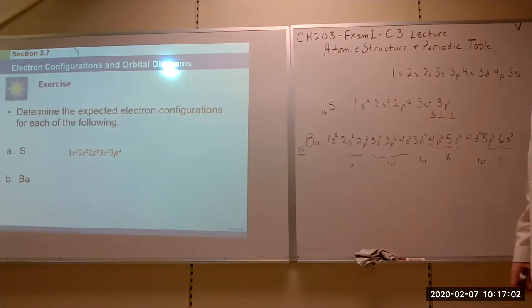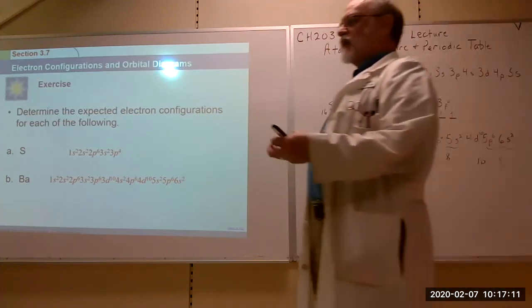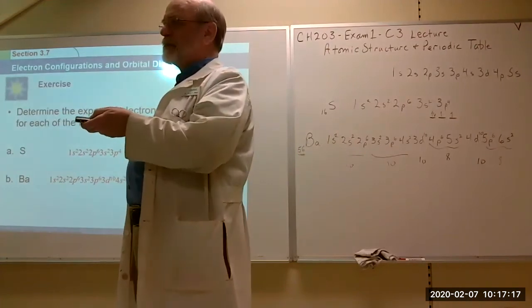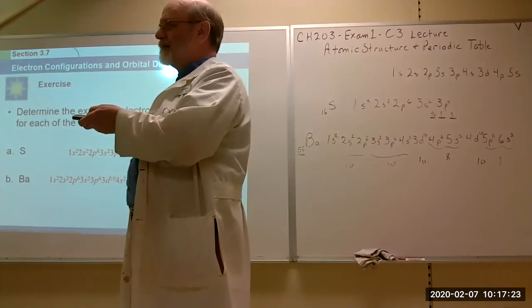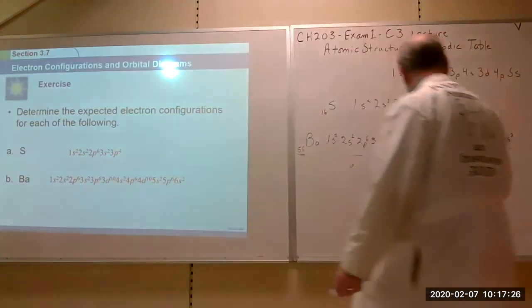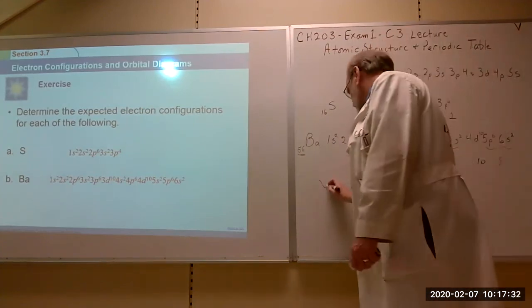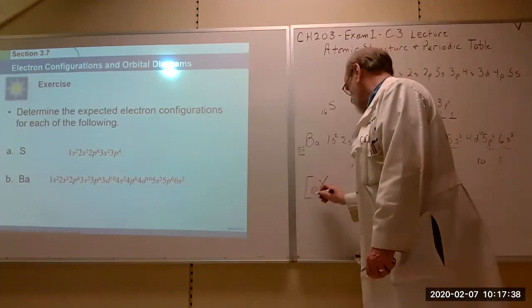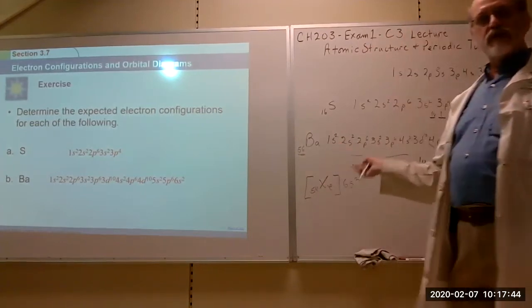So there's a simpler way, right? There's the full, complete structure. When you recognize that barium actually has a core that's equivalent to xenon, right? If you write xenon, you've got everything out to here. So that would be xenon, 54, as the core, and then 6s2 would give you the rest for barium.